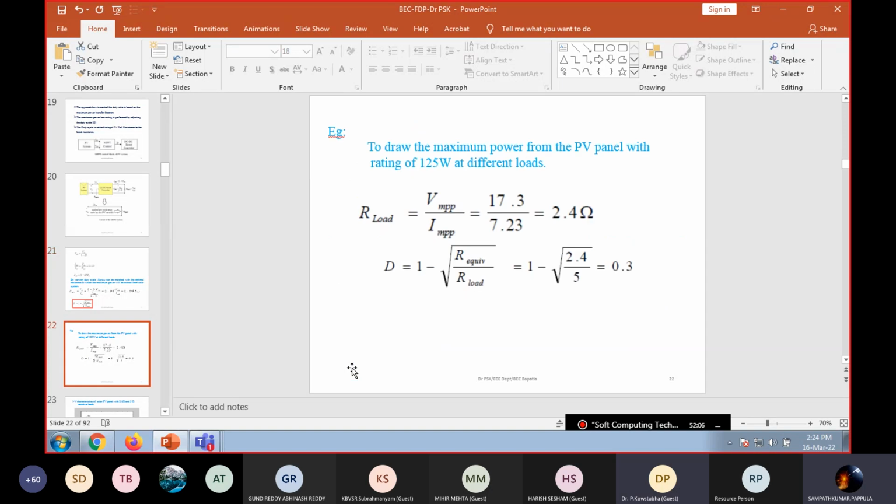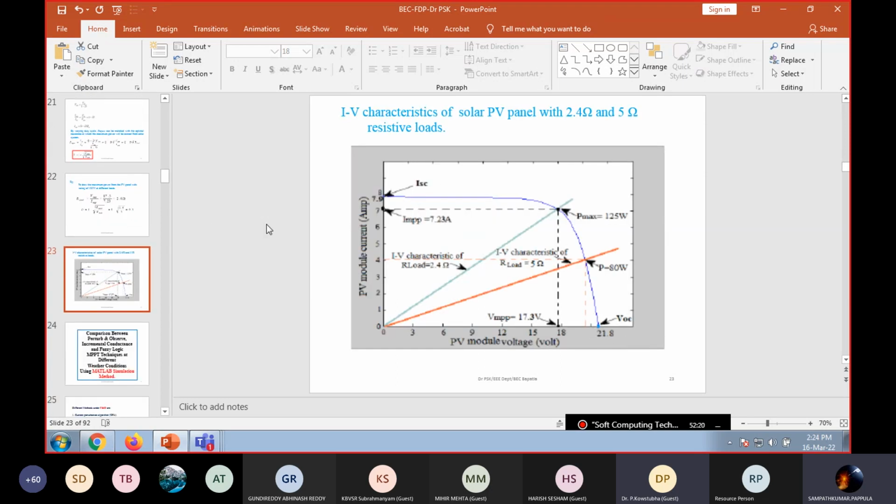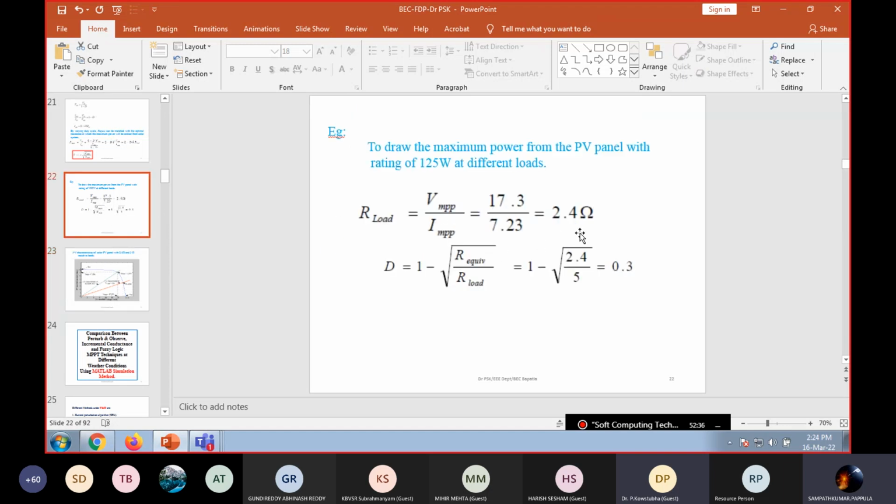Okay, let's see an example: drawing the maximum power from a PV panel with a rating of 125 watts at different loads. This is the graph for 125 watts. The maximum voltage is 17.3 volts, and the current is 7.23 amperes. If you calculate it, we get a load resistance of 2.4 ohms, right, 2.4 ohms. Now the equivalent resistance of the panel, with a load resistance of 5 ohms, if you calculate how much duty ratio needs to be maintained in the boost converter, it comes to 0.3.